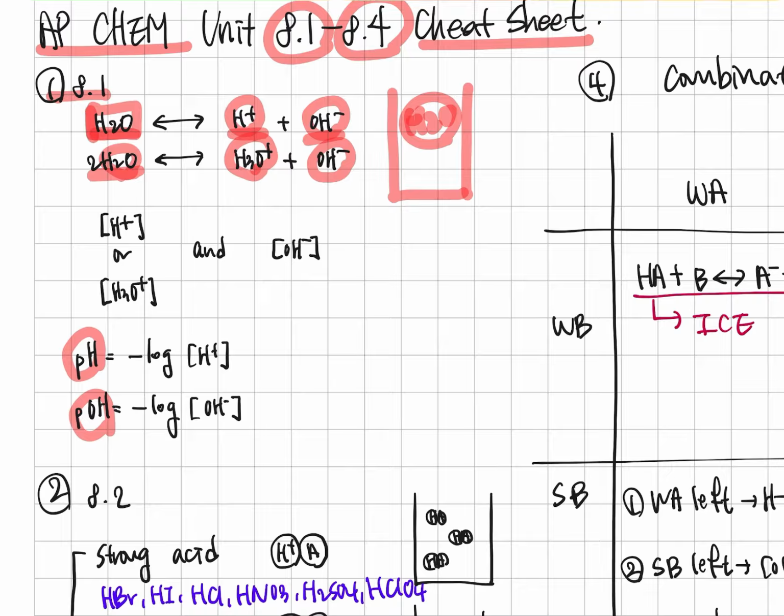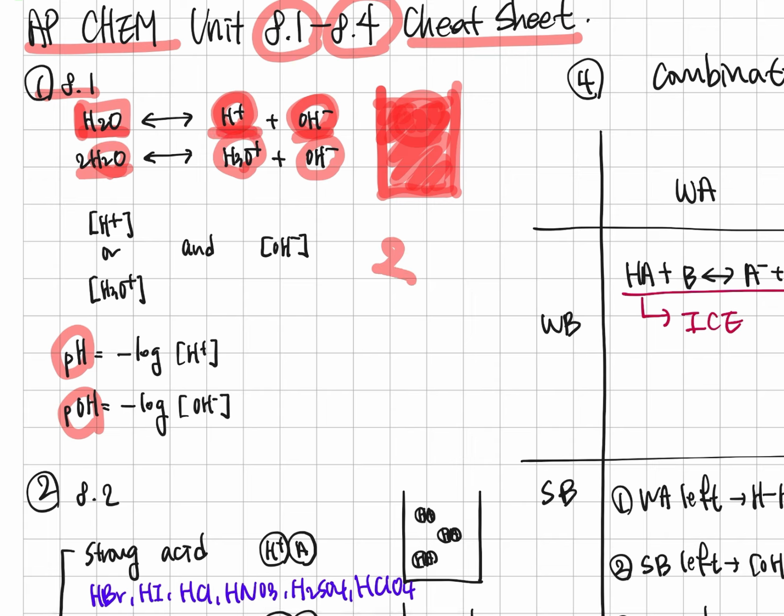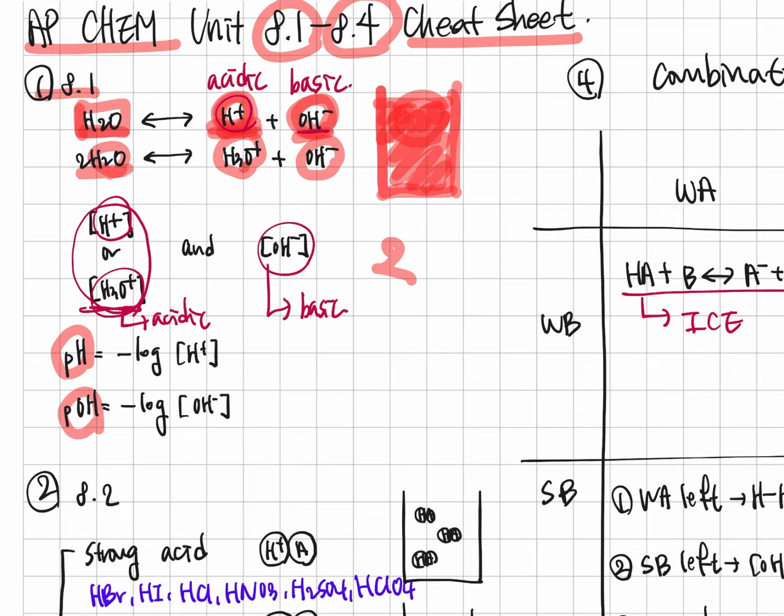Depending on the ratio between how much H plus and how much OH minus is within the solution, the characteristic of the solution changes, and we divide it into two categories. If there is more of the H, it's called acidic, and if there is more of the base, it's called basic. So we focus on the H plus or the H3O plus ion for it to be acidic, and for it to be basic, we focus on the OH minus ion.